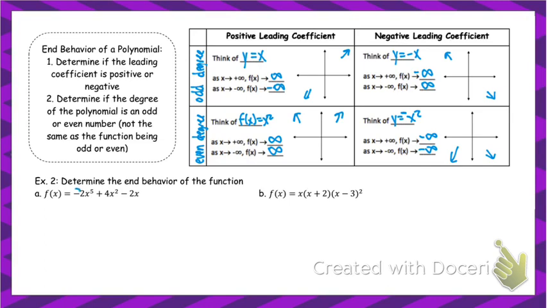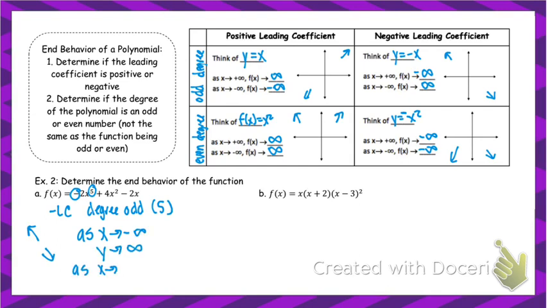So this graph has a leading coefficient that is negative. It has a degree that is odd. It's 5 because that's the highest exponent there. Negative leading coefficient and odd degree would look like y equals negative x. So to write my statements, as x approaches negative infinity, y approaches positive infinity. As x approaches positive infinity, y approaches negative infinity.